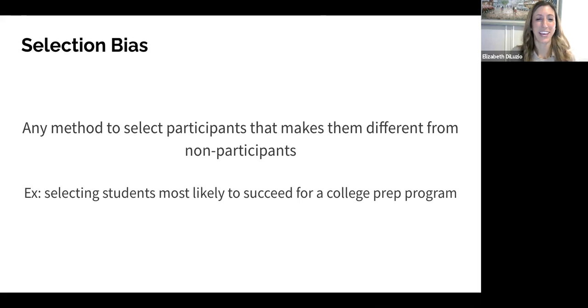Oh, here we go. It's when we select students most likely to succeed for a college prep program. Colleges do that all the time, right? We look at all of the students who could participate in the college and we choose the ones who have the best grades, the most extracurriculars, just the highest achieving. And then that college at the end of the day can say they have a fabulous graduation rate. And of course they do, because they chose the best of the best to participate in their college. Similarly, we could do something like that with an evaluation, and it's important to make sure that we don't.